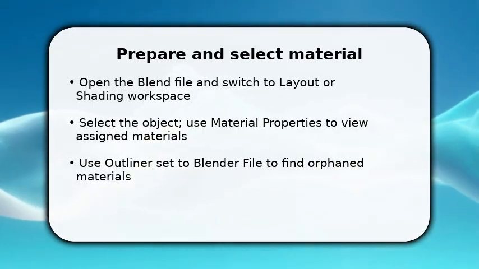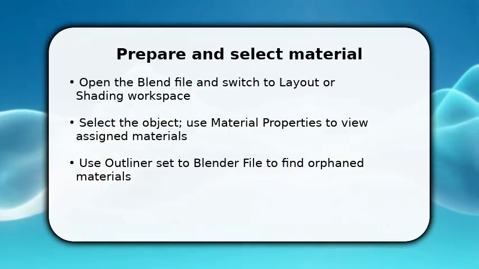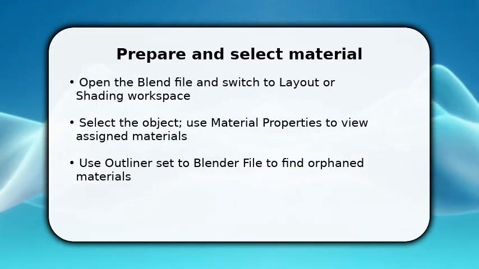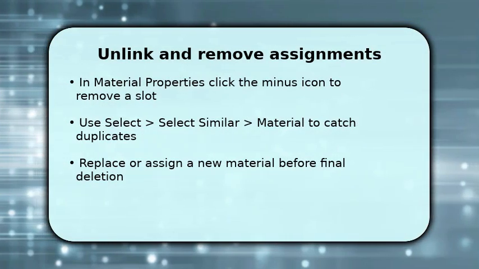Make sure to unlink excess slots from objects first so materials become orphaned. Blender won't delete a material still assigned. Now proceed to clear slots and mark unused materials for removal. You'll now unlink materials from geometry.